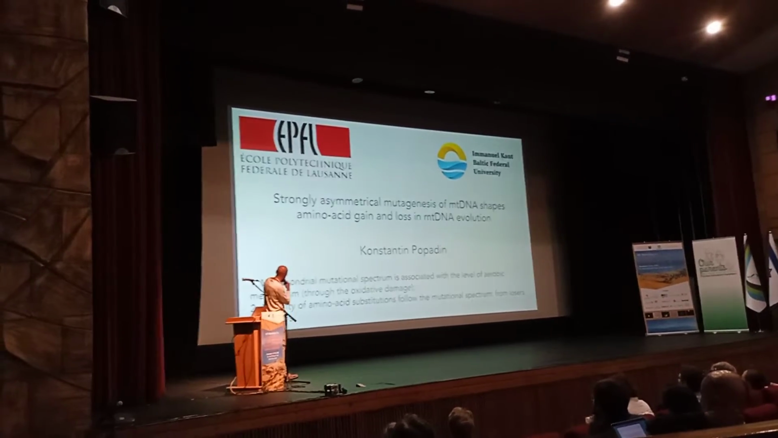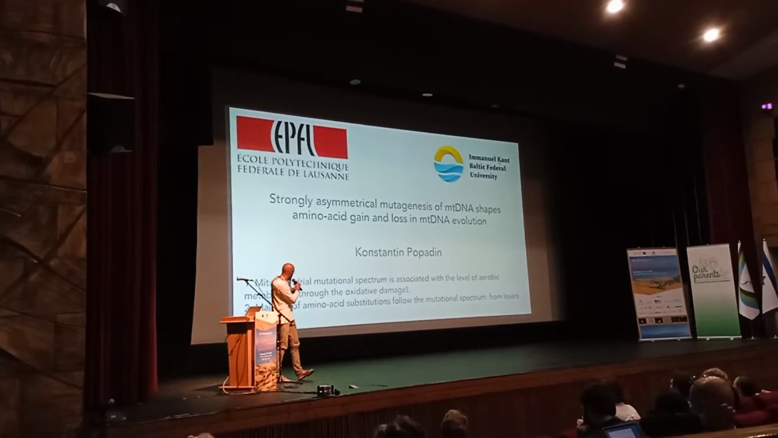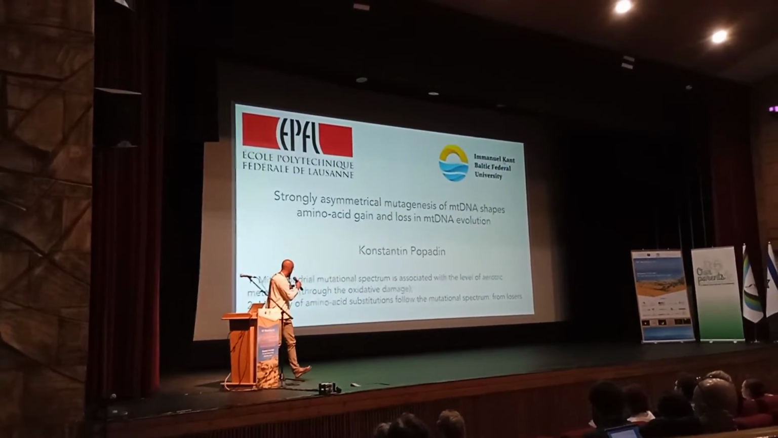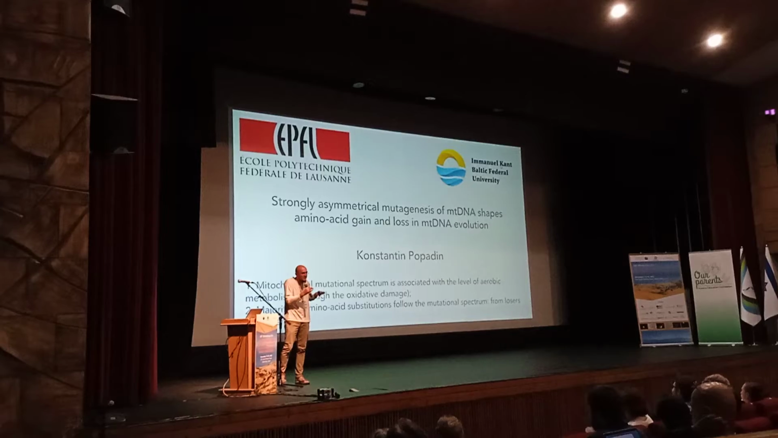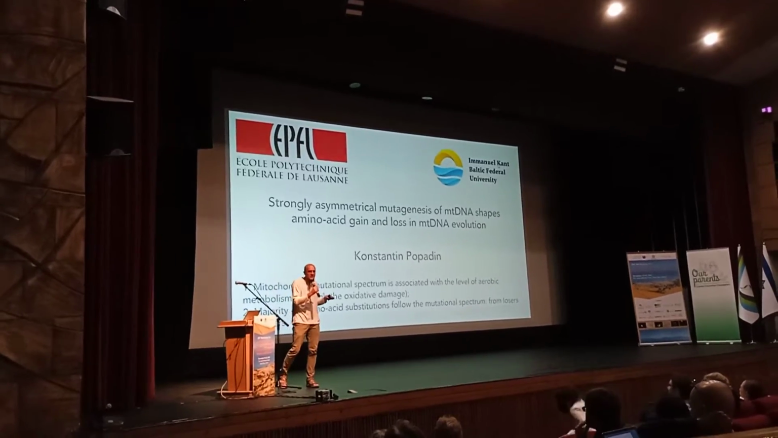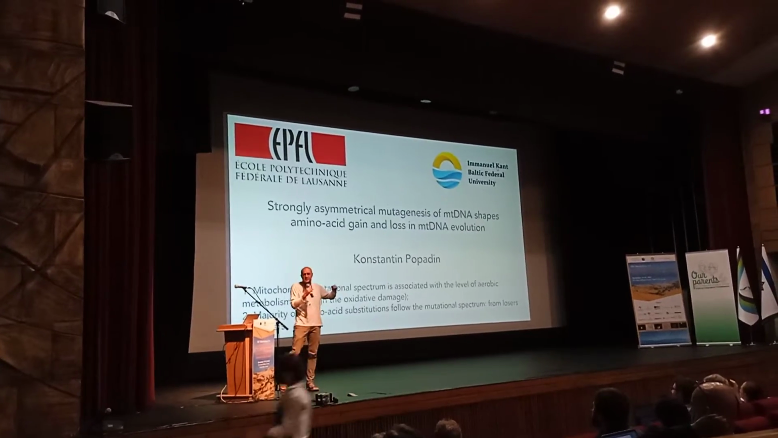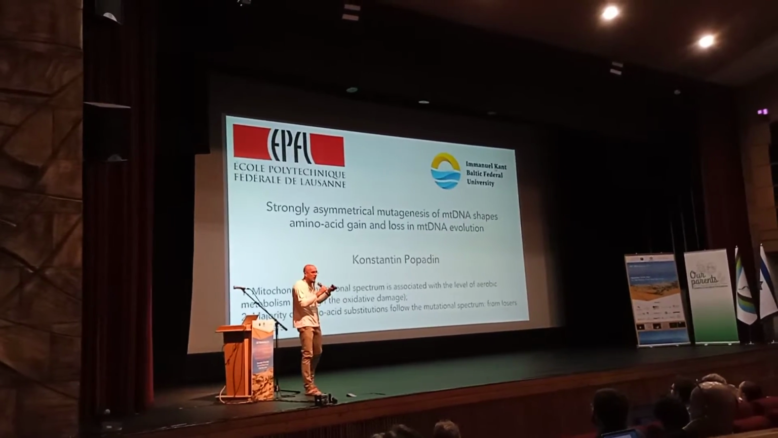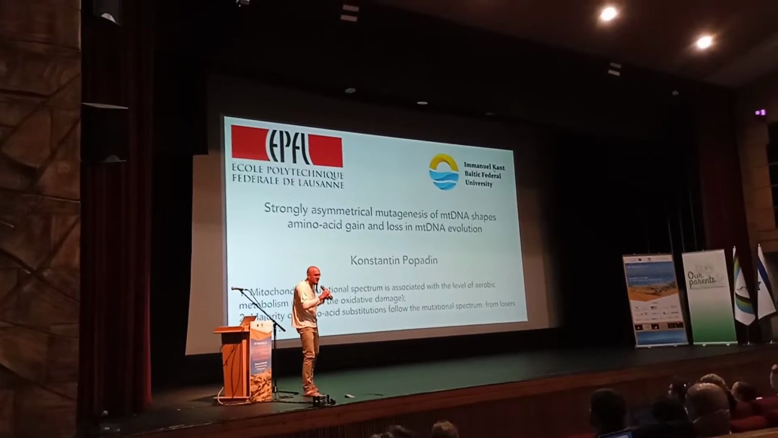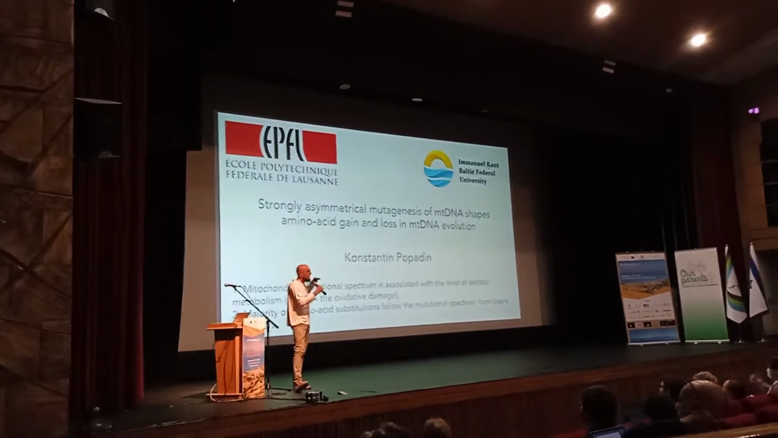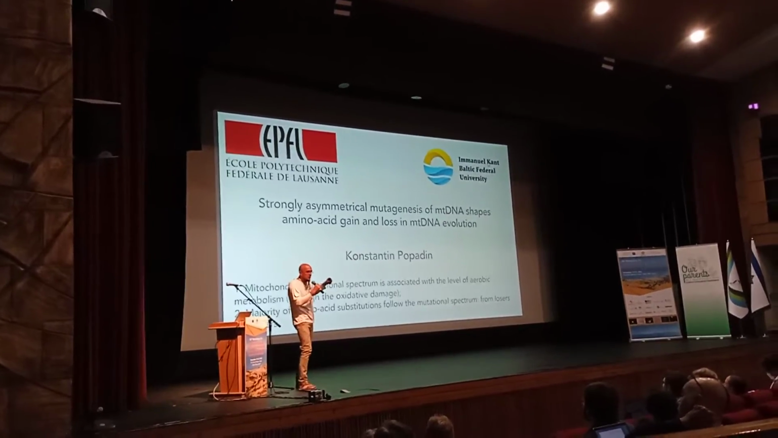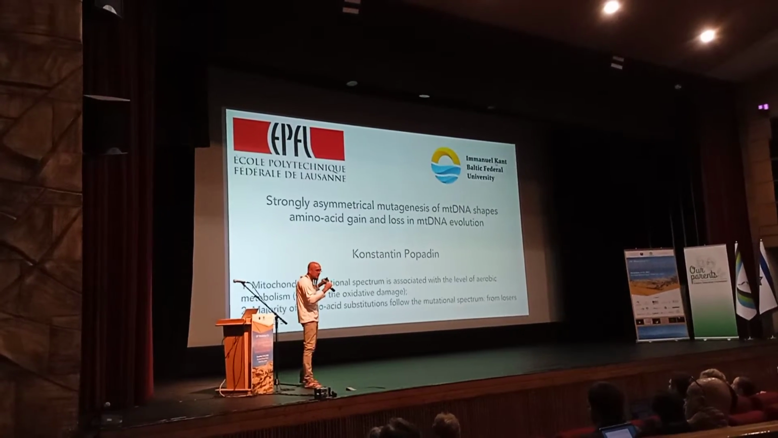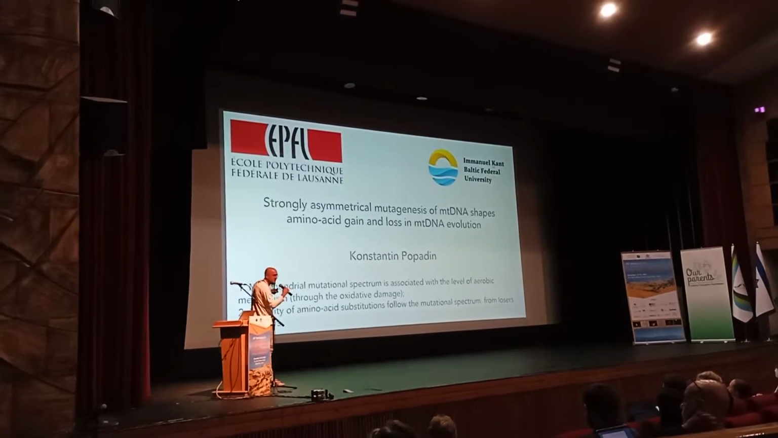First, I will try to convince you that the mitochondrial mutational spectrum is associated with the level of aerobic metabolism, probably through oxidative damage. Maybe this looks trivial to you, because everybody says that there are many oxidative damage compounds in mitochondria, but on the DNA level it was unknown until recently. Everybody was looking for the oxidative damage that works in the nuclear genome, but in mitochondria it's different. So it was a big puzzle in the scientific community.